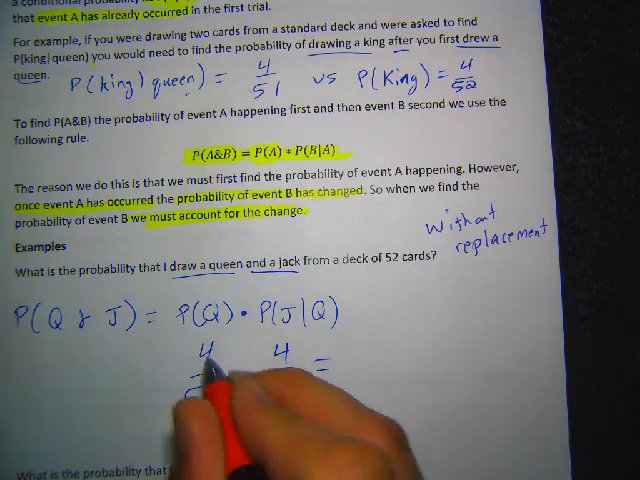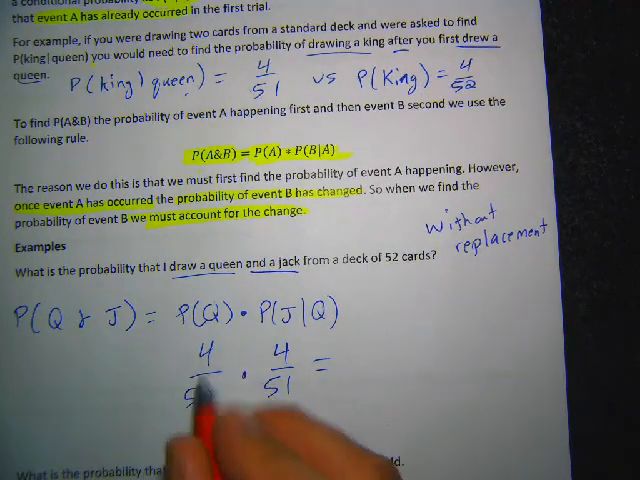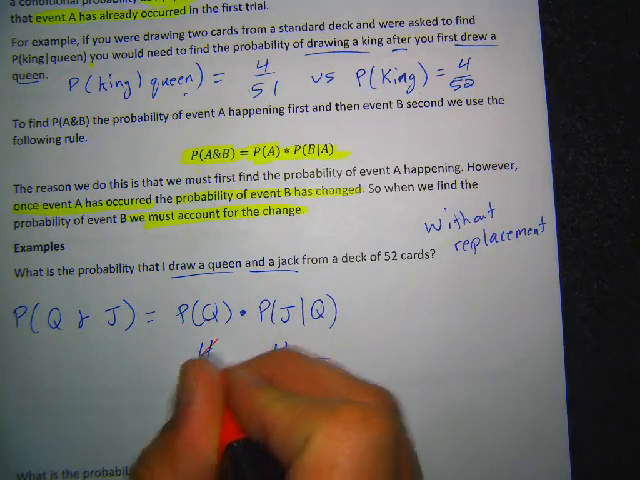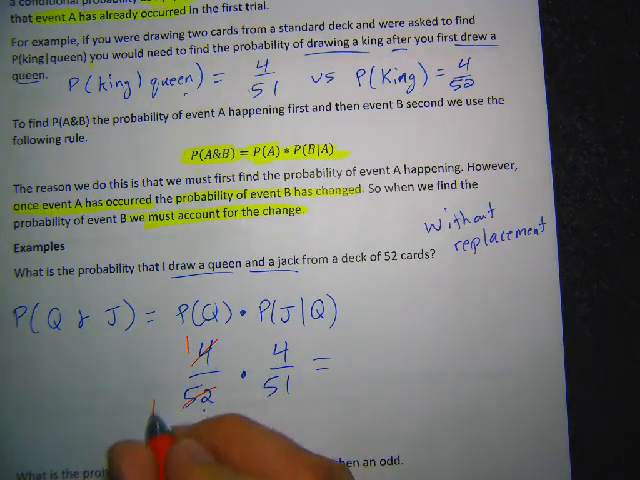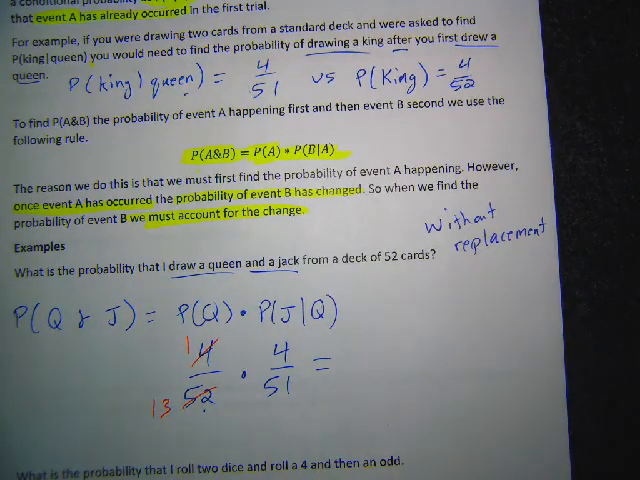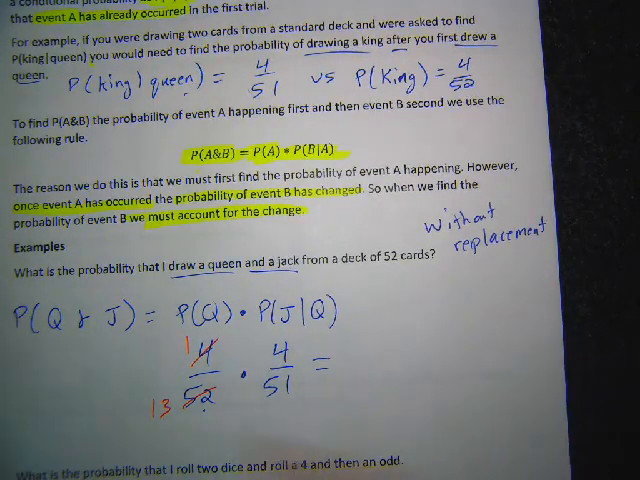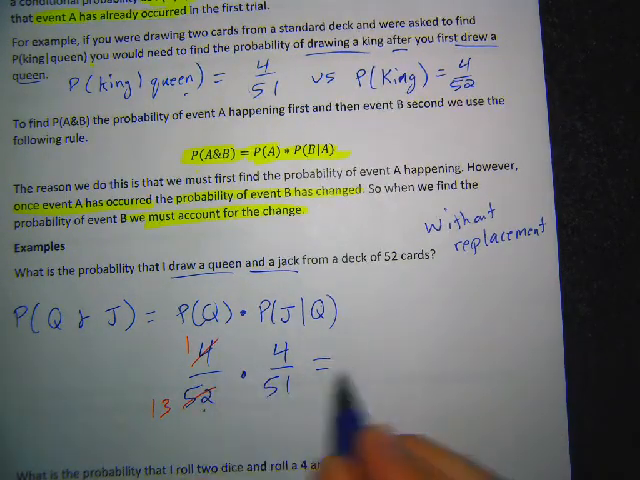So I can look at this 4 over 52 and realize that both of these will divide by 4. So this gives me 1. 52 divided by 4 gives me 13. And that's just going to be a little bit smaller to multiply. 4 over 51 sadly does not cancel. So we would end up having to just multiply as is.